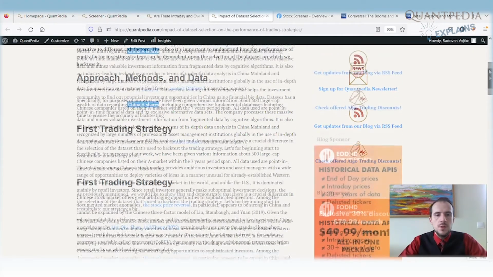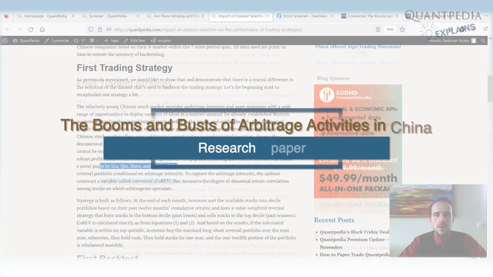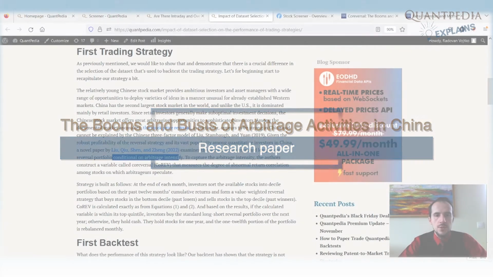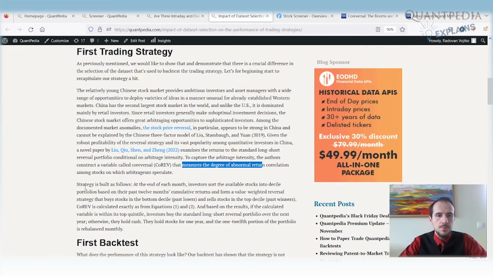So the first trading strategy is written by Liu, Qiu, Shen, and Heng in 2022, and it's a long-short reversal portfolio, but there is a condition on arbitrage intensity that's calculated via the variable called co-reversal that measures the degree of abnormal return correlation among the stocks.